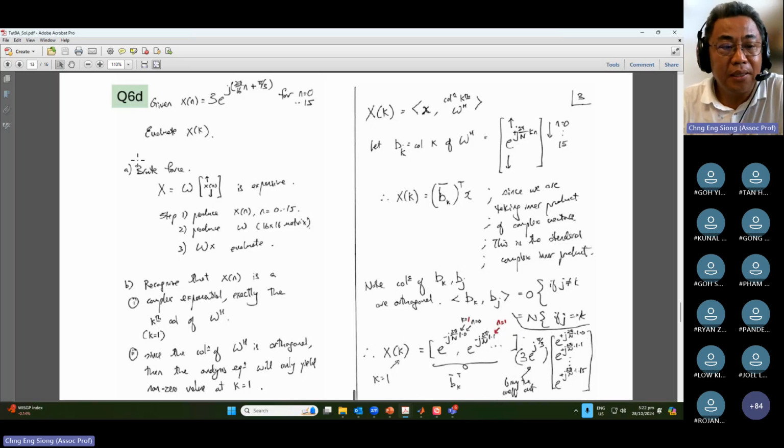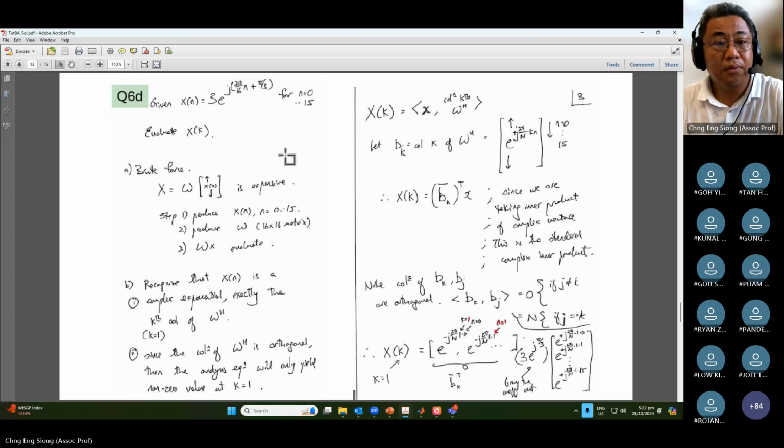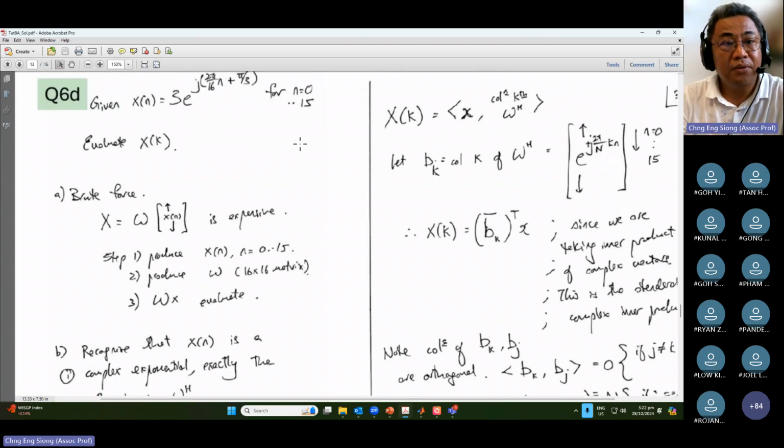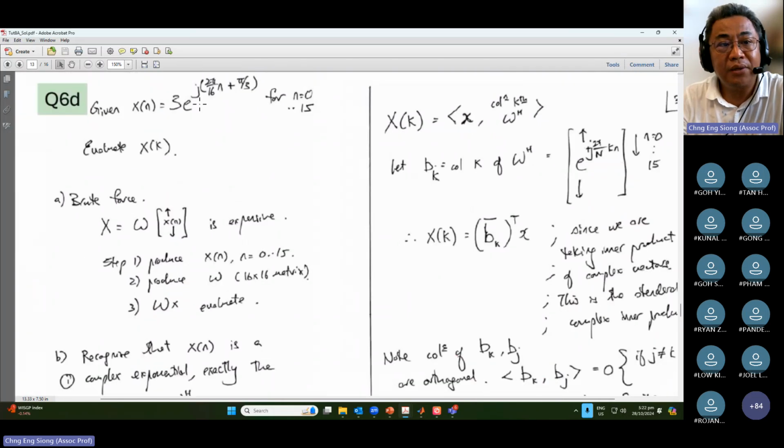So this is the answer, guys. If I have given you xn and I ask you to find x, asking you for a vector of 16 numbers, this is going to be very expensive to do. You have to construct xn like what I did.